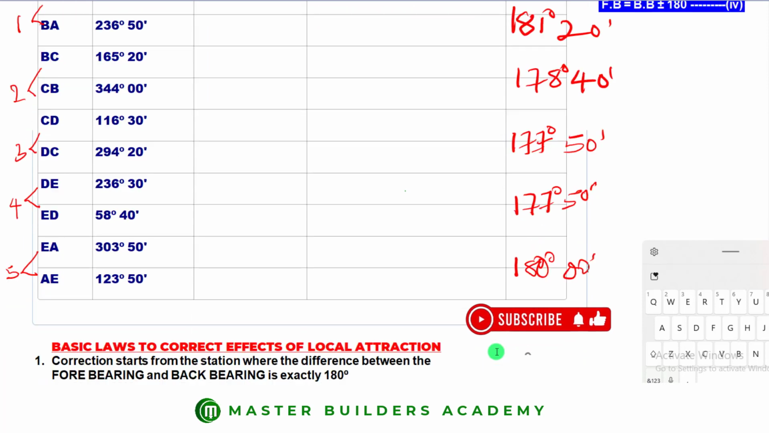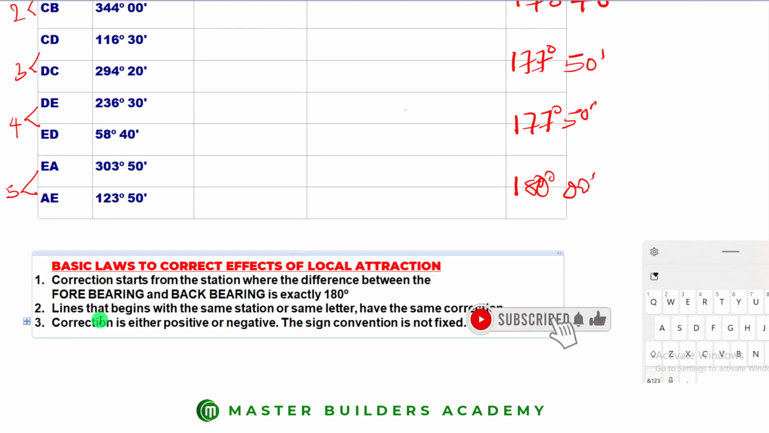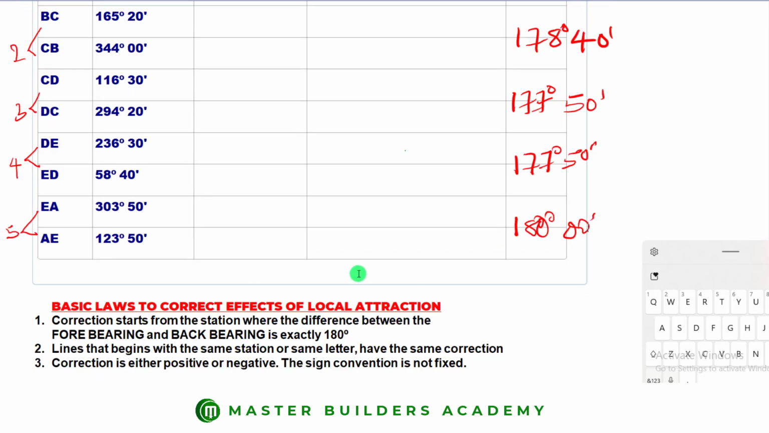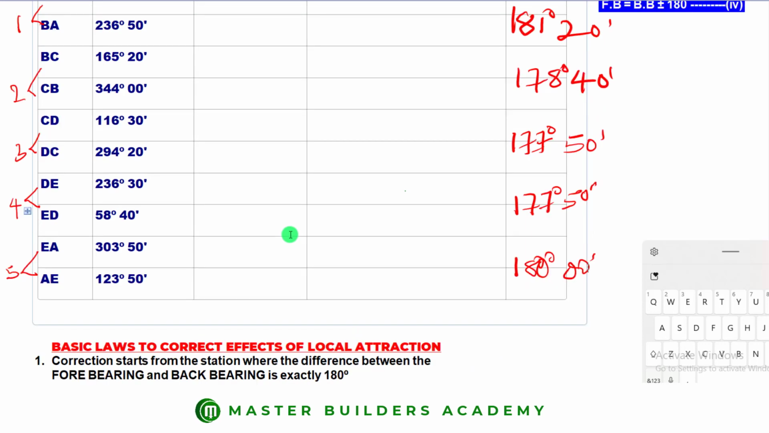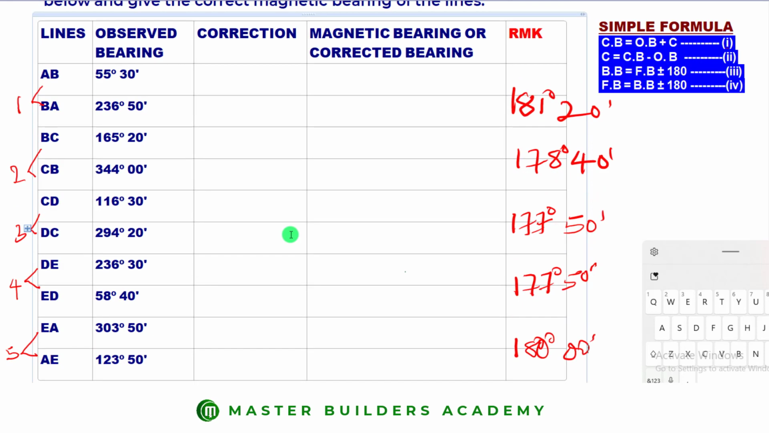Then we move down to the basic laws. Law number 1, as you can see here, said correction starts from the station where the difference between the fore bearing and the back bearing is exactly 180 degrees. Are you there? So now that correction, we actually start from station 5 because it is in station 5 that we have the difference between the fore bearing and back bearing to be what? 180. And what happens for that station? It shows that for such stations, which is particularly station 5, there is no correction.